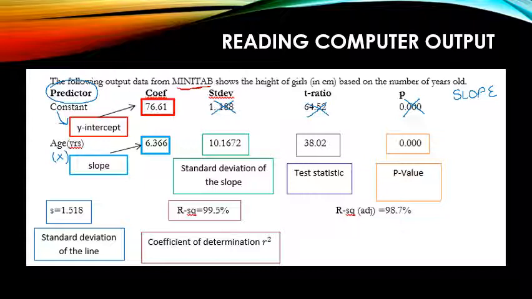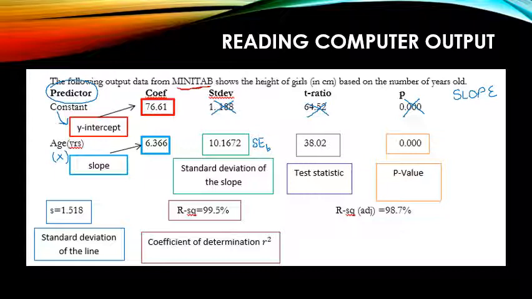Down here on the slope, we know our slope is 6.366. We also know that the standard deviation of the slope is 10.1672. This value is SE with a little b down here. That's the standard error, or standard deviation, of the slope. Our test statistic is this 38.0 t.